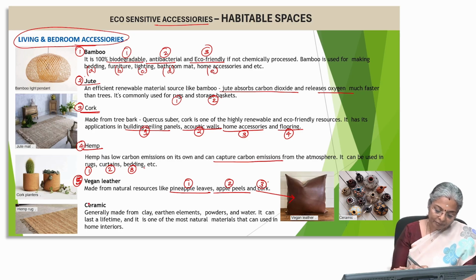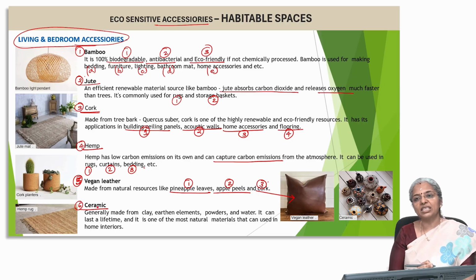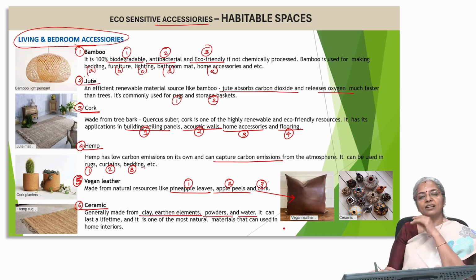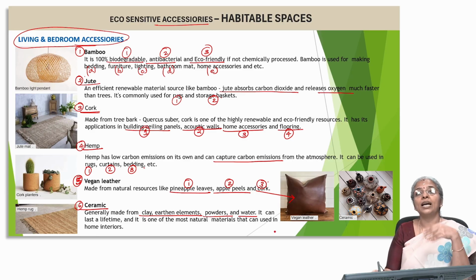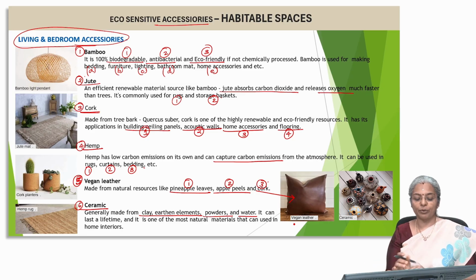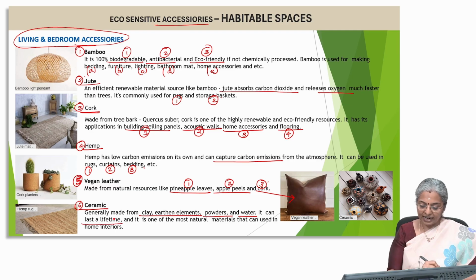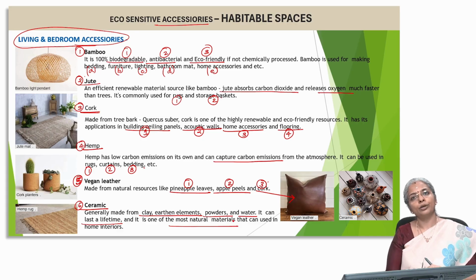Then you can have ceramic as a material. So ceramic is generally made from clay and earth elements along with some powders and water. And this can be everlasting because it has undergone baking at high temperatures. So there's nothing that can destroy it other than actually breaking it. If it falls down with a force and it is broken, that's the only way you can damage it, and it can last a lifetime, and it is one of the most natural materials that can be used in home interiors.